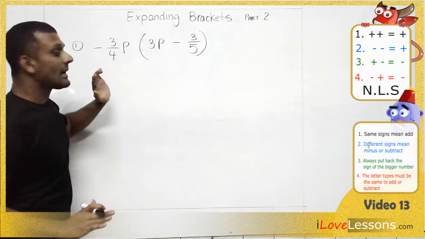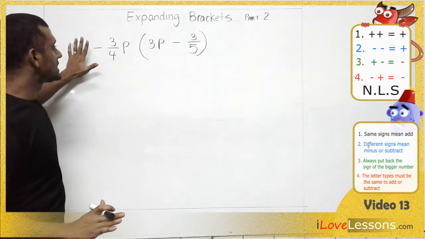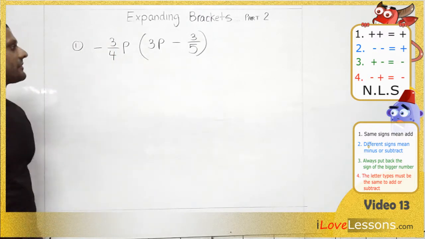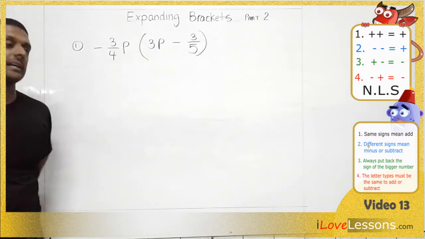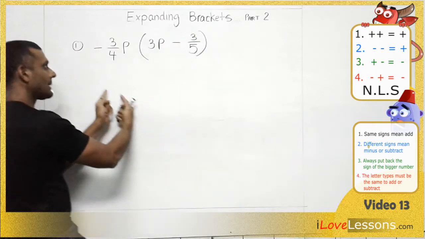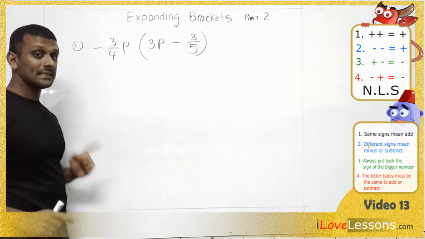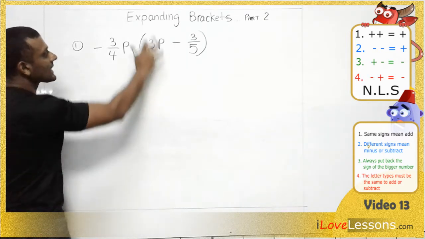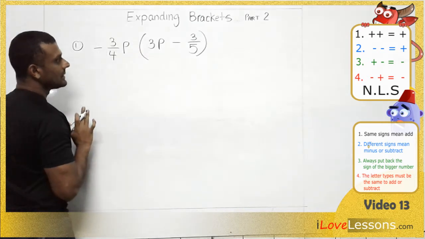Here's my first question. As promised, today's expansion of brackets will involve fractions. I think we know the basics already, that everything inside the brackets will get multiplied by the item outside the brackets. But the problem is that fractions usually create a problem.